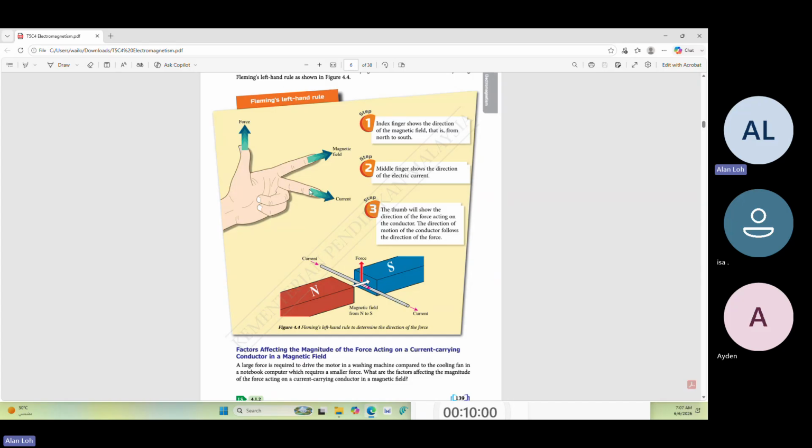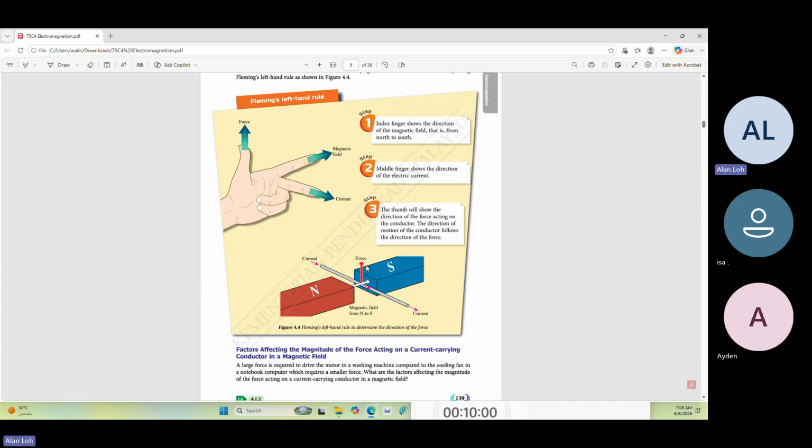So this is the current, the direction of the current from positive to negative. Then the magnetic field from north to south, right? And then what happened? There's a force that's being created. Remember, we're trying to create kinetic energy, from electric energy to kinetic energy. So the electric energy, which is this current, once it's being conducted, once the current started to flow, then there's a force that's being created.